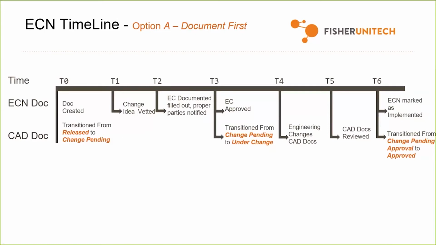At time 0, it's the ECR, it's a change request. At one point in it, it becomes a change order, and at the end of it, it becomes a change notice, but I'll just call it EC. So the CAD document sits and waits for the EC to take a couple of steps. Once the EC is approved and filled out, it becomes an order, basically.